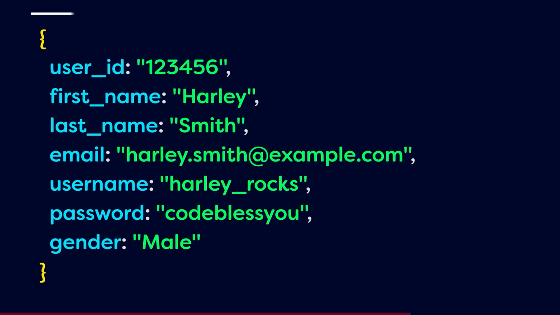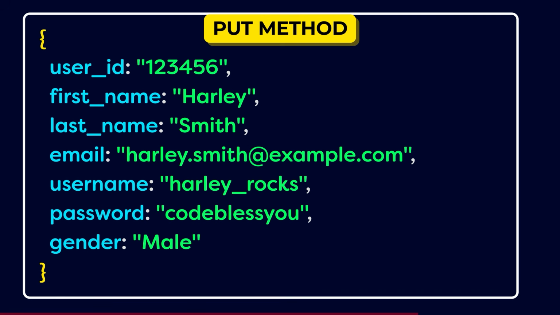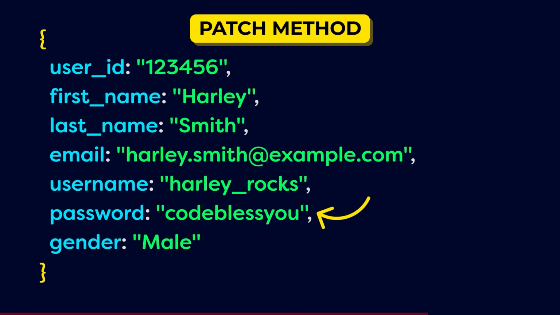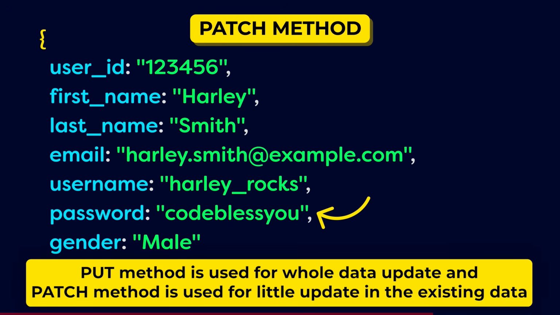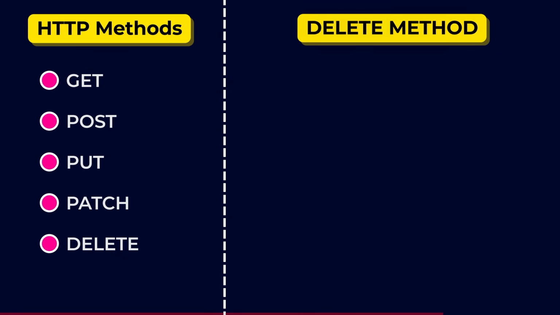Imagine here we have a user object in our server. We want to update this complete user object, then which method will we use? Right, we use the PUT method. And if we want to update just the password of this user, then which method will we use? Right, we will use the PATCH method. You are doing really great. So the PUT method is used for a whole data update and the PATCH method is used for a little update in the existing data.